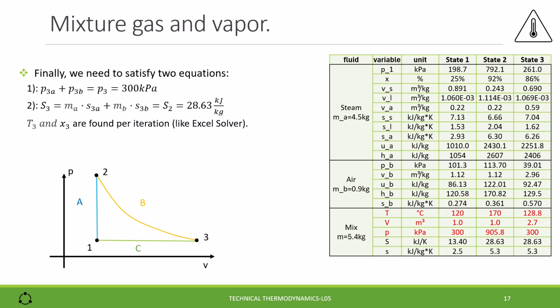And finally, we need to satisfy 2 equations. The first equation says that the sum of the partial pressures is equal to P3, which is given 300 kilopascal, and the second equation says that the total entropy, capital S3, is equal to the entropy of the state 2, which is also known. T3 and X3 are found until those conditions are satisfied. We can use, for instance, the Excel solver. All the states are then collected in the table aside.